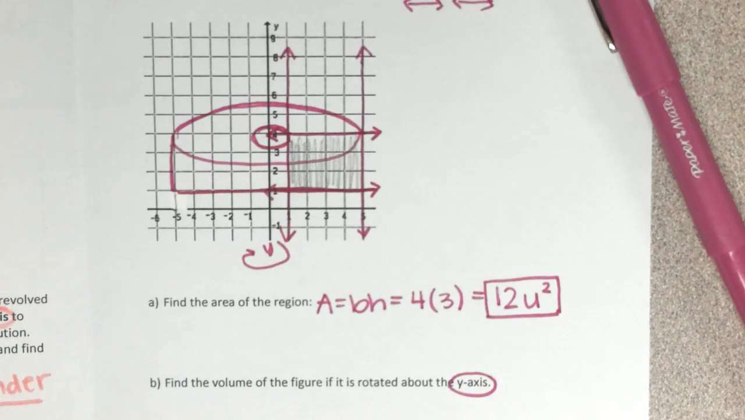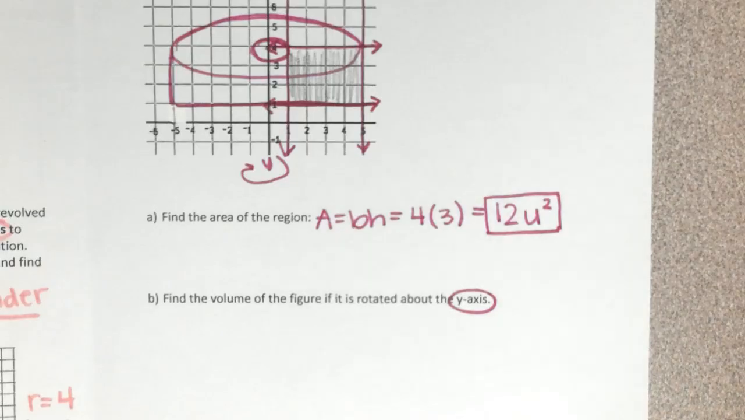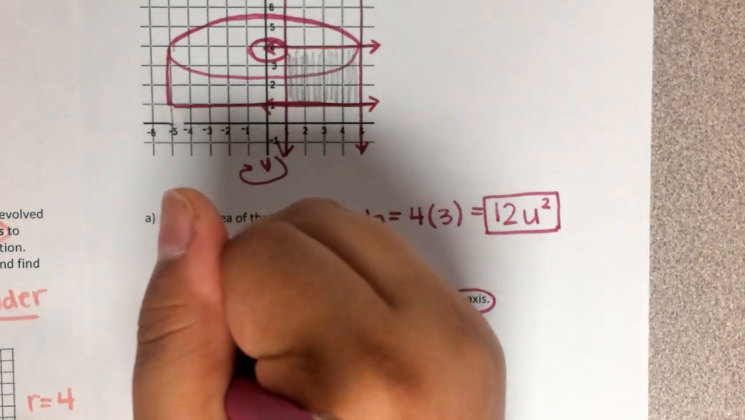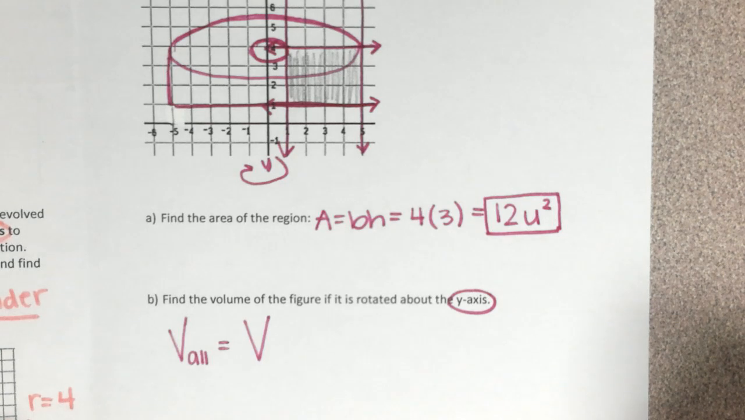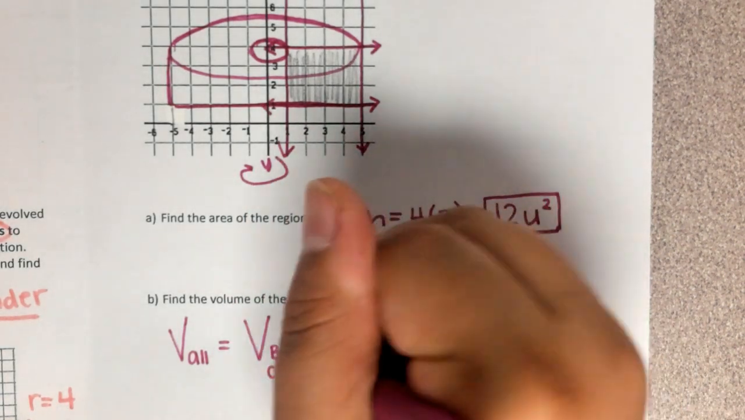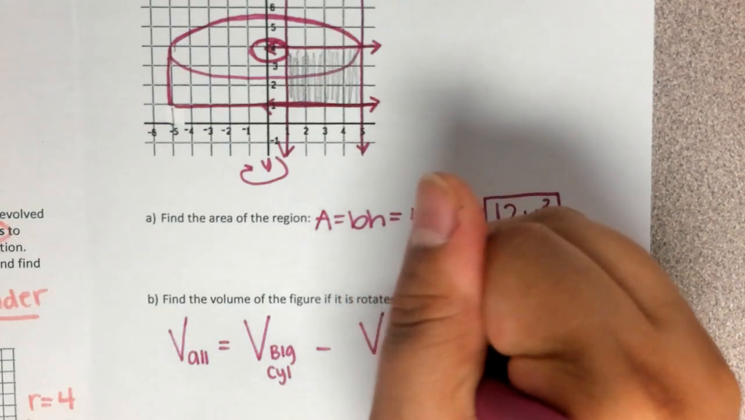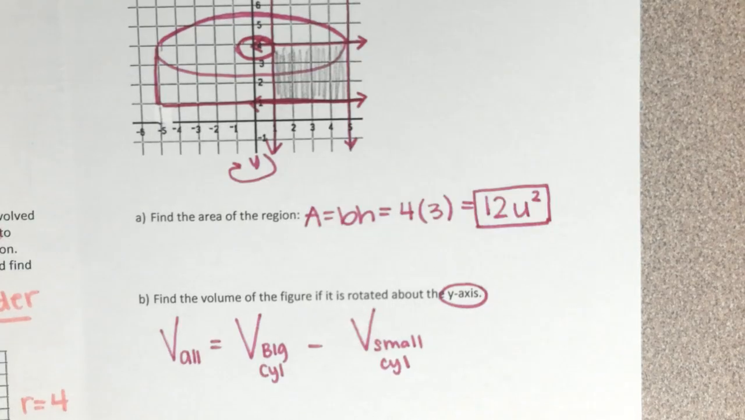So, how do I find the volume of a toilet paper roll? Okay, so let's see. Volume of all of it is going to be what? The volume of the what? The big cylinder minus the volume of the small cylinder. Do y'all agree with that? I'm going to have to find the volume of the big cylinder and subtract from it the volume of the small cylinder. Not really.